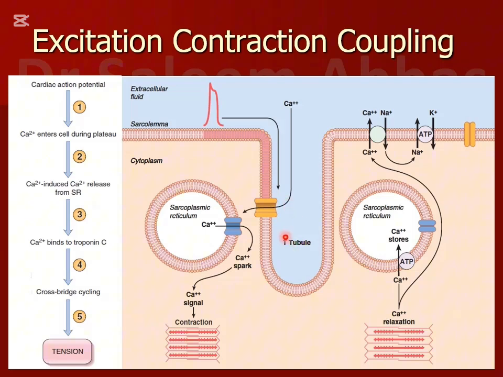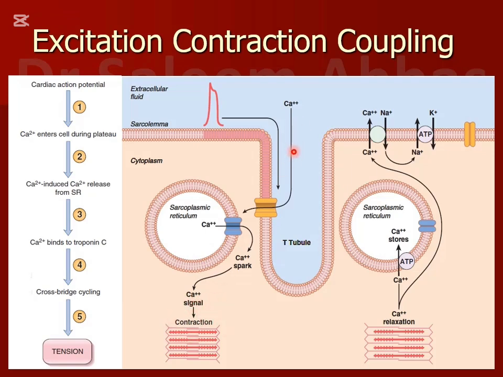Now if you compare it with the skeletal muscle fibers, remember that in skeletal muscle fibers, these L-type calcium channels do not allow the calcium to go inside. They are not opened. So the extracellular calcium ions do not play any role in the process of contraction. But in the heart, the force of contraction depends a lot on the extracellular calcium ions. So extracellular calcium ions play a very important role in the initiation of the contraction in the cardiac muscle fibers.